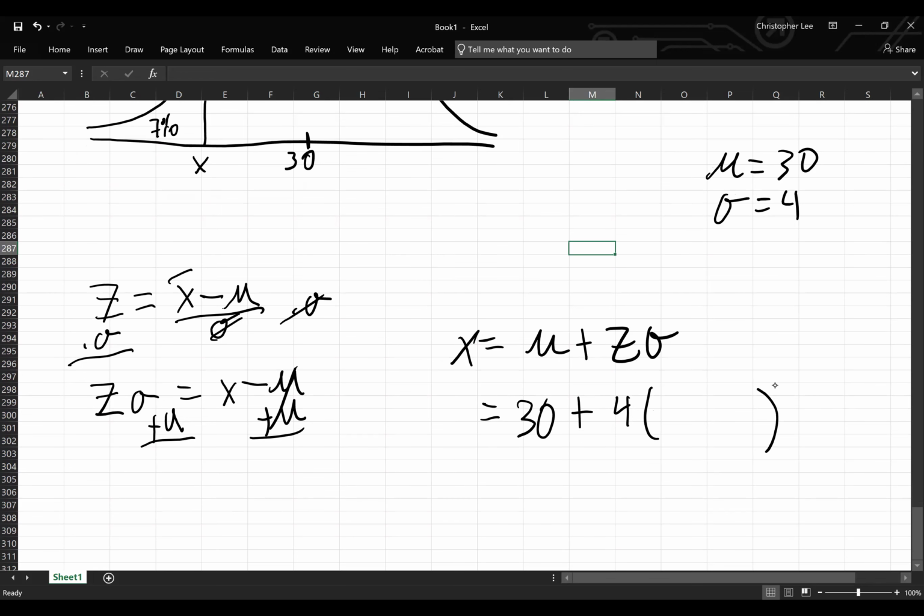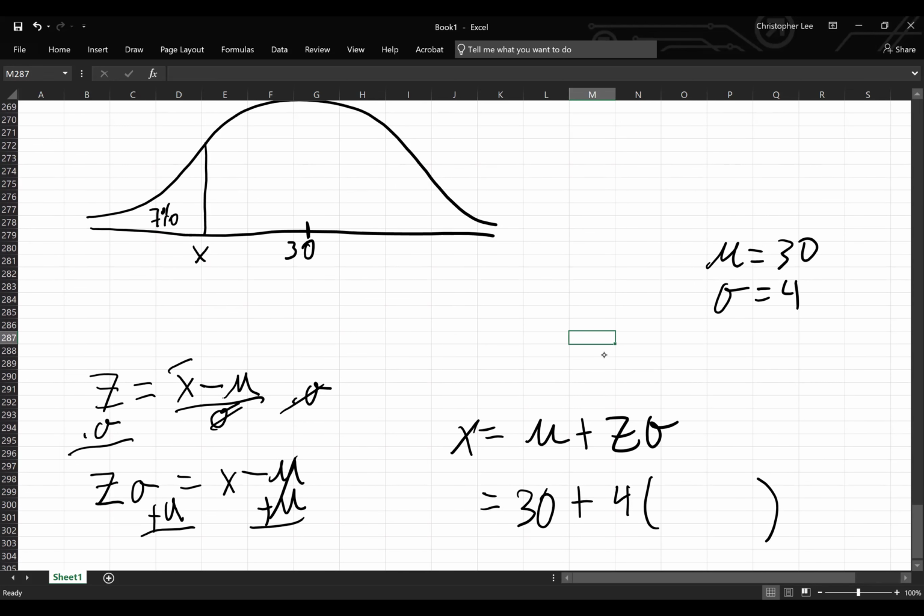Here's the problem. I don't know what the z is, but I can find the z, right? So to find the z, I'm looking for 7%, also written as 0.0700. Questions about this? Good so far?